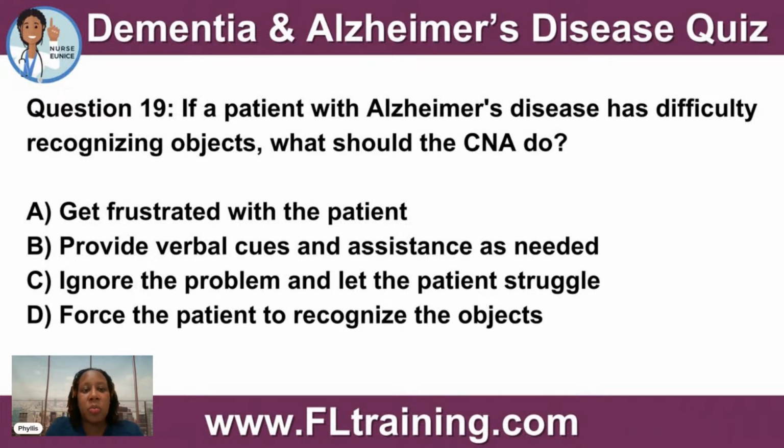Okay, if a patient with Alzheimer's disease has difficulty recognizing objects, what should the CNA do? Is it A, get frustrated with the patient, B, provide verbal cues and assistance as needed, C, ignore the problem and let the patient struggle, D, force the patient to recognize the objects?